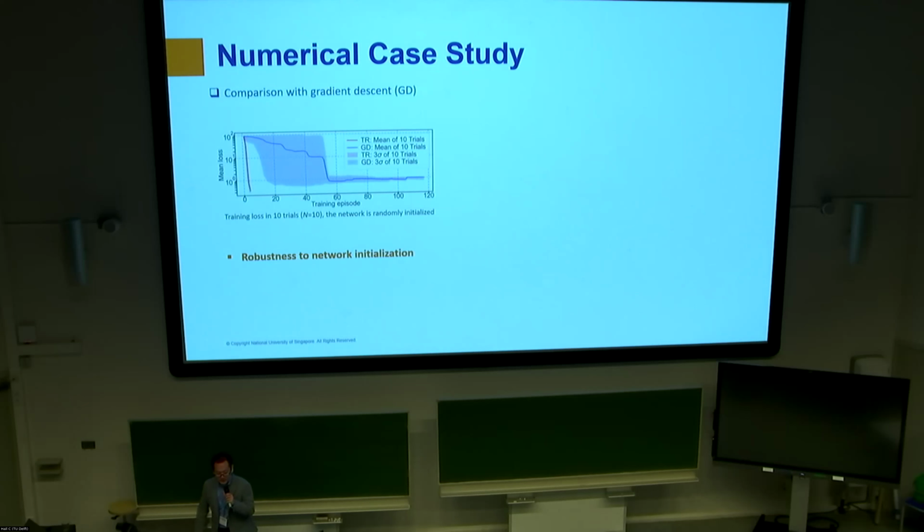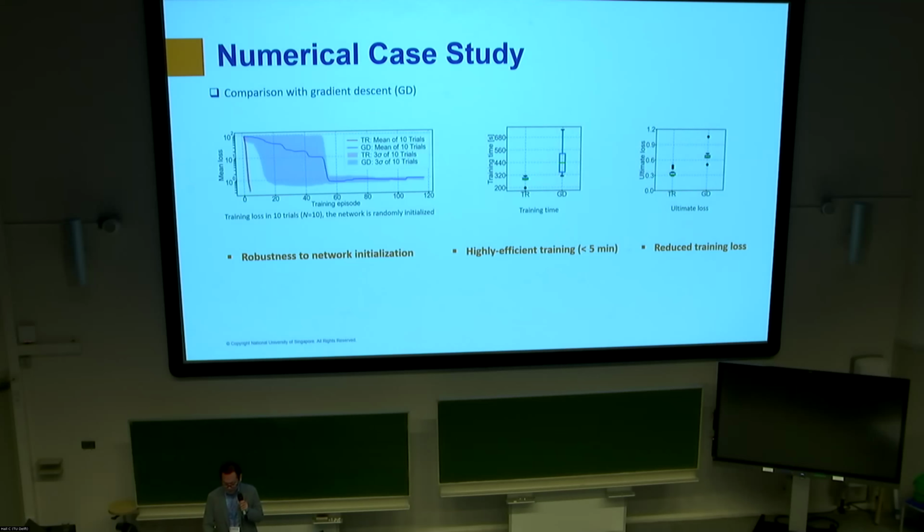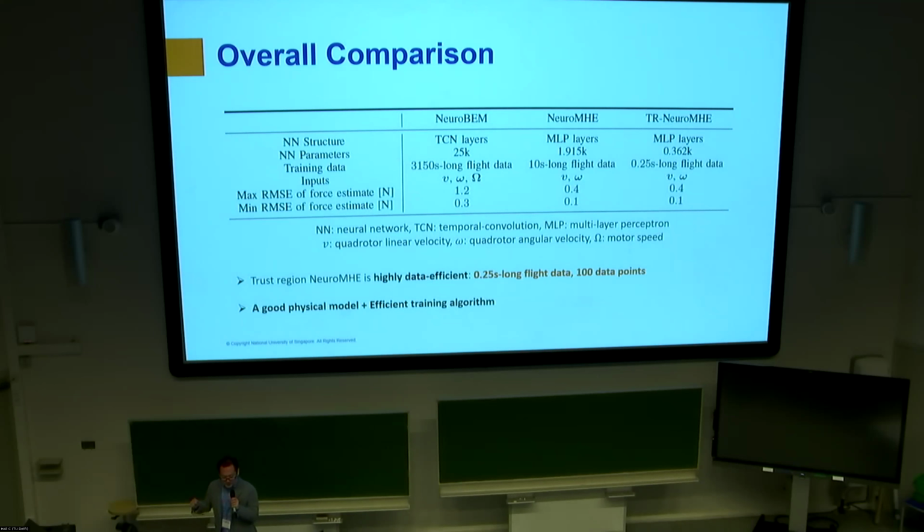Here you can see that GD, the gradient descent, represents the previous first order methods, and the performance oscillates or varies a lot. Given different seeds, you may have a very quick training or very slow training. But for the trust region method, the performance improves very quickly and is very robust against the neural network initialization and also the learning rates. We were able to train the neural network within less than 5 minutes, and also get better training loss, better performance as well. All right, so this is a comparison over the 3 different algorithms we have mentioned.